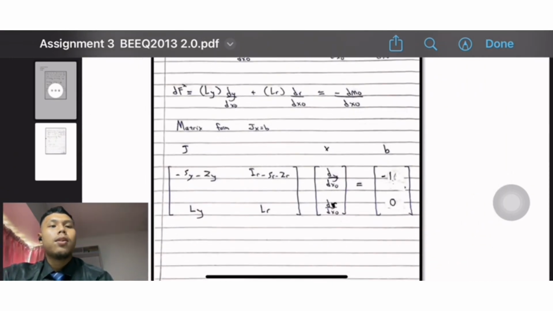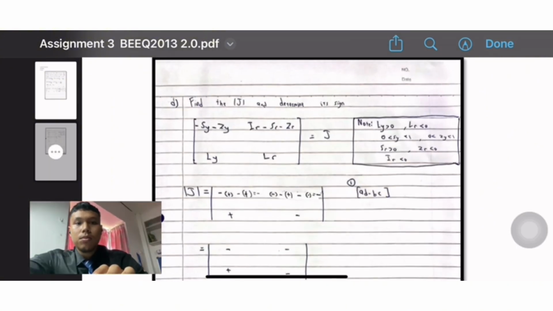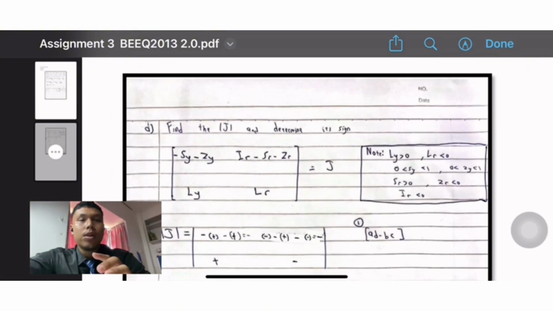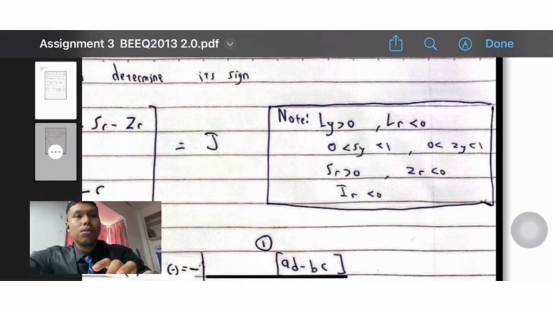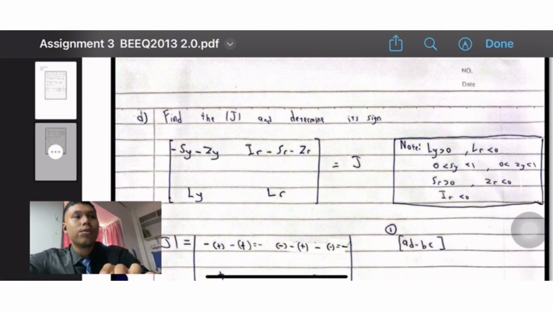So our final answer will be like this: Jx equals to D. So for question D, we have to find the J determinant and determine its sign. Before that, I list down the notes: Ly bigger than 0, Lr less than 0, Sy and Zy is between 0 and 1. This will be useful after this.